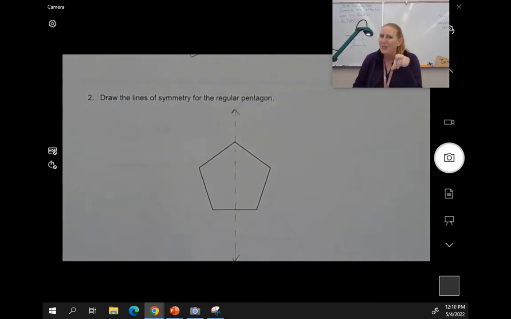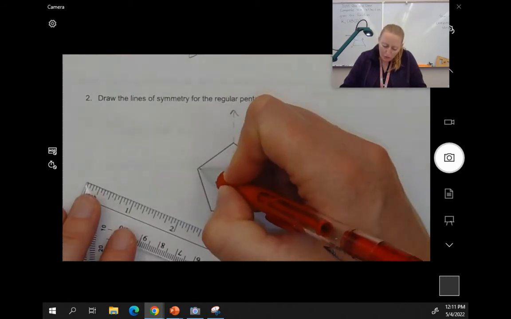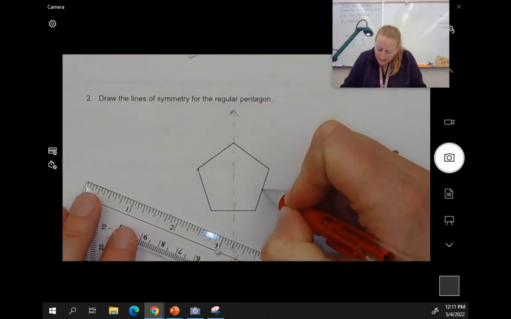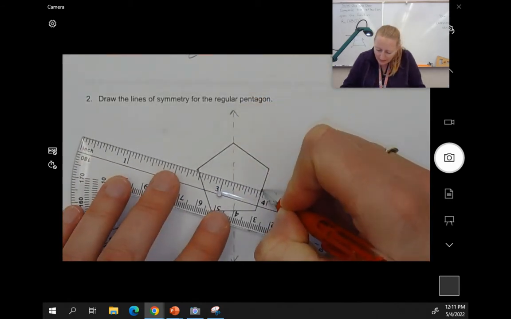But it's not the only one. There's actually several of them. So there's one here, but I could do it from this point to the center down here, right?